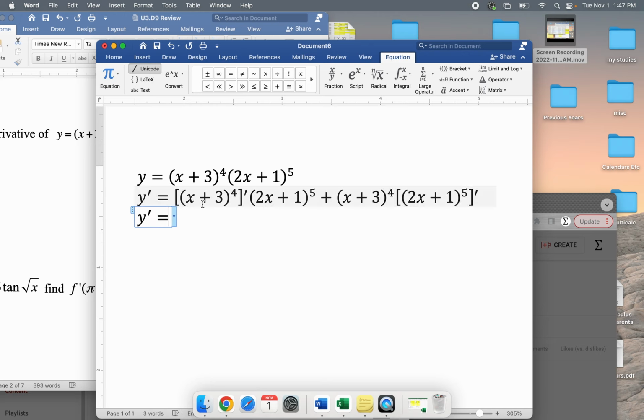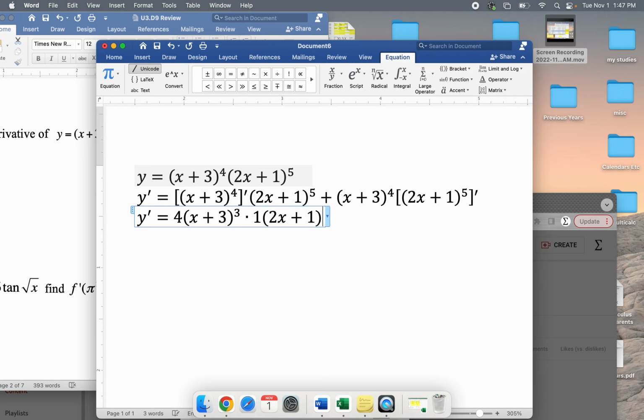Okay, derivative of this guy here, it's a chain rule. The outside function is blank to the 4th, so I get 4 blank to the 3rd. X plus 3 goes on the inside. Then I need to multiply by the derivative of the inside function, which is just 1. So I guess it's not really doing anything, but whatever.